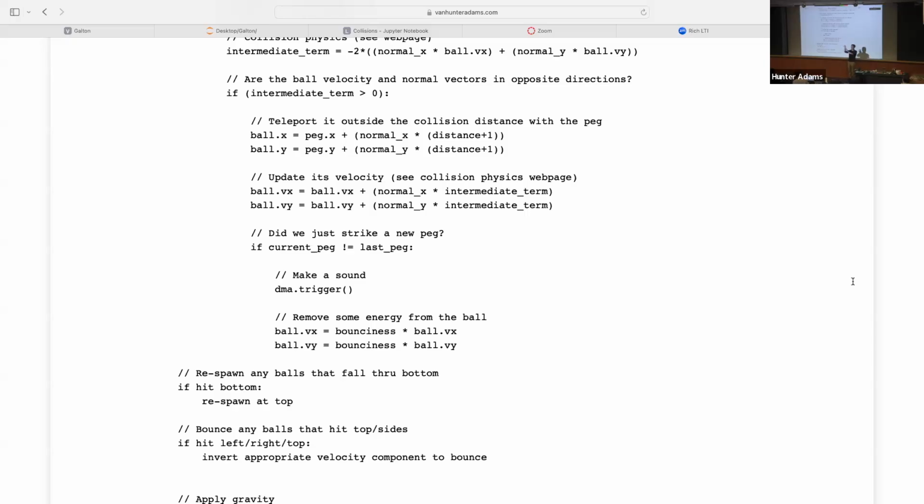So in the event that you hit a peg and you bounce, bounce, bounce along the peg, you don't make a sound every time you bounce. You make a sound every time you strike a new peg. The reason for this is just playing around with this. That gave them what felt like the most physical experience. Clunk, clunk, clunk, clunk, clunk, that kind of thing.